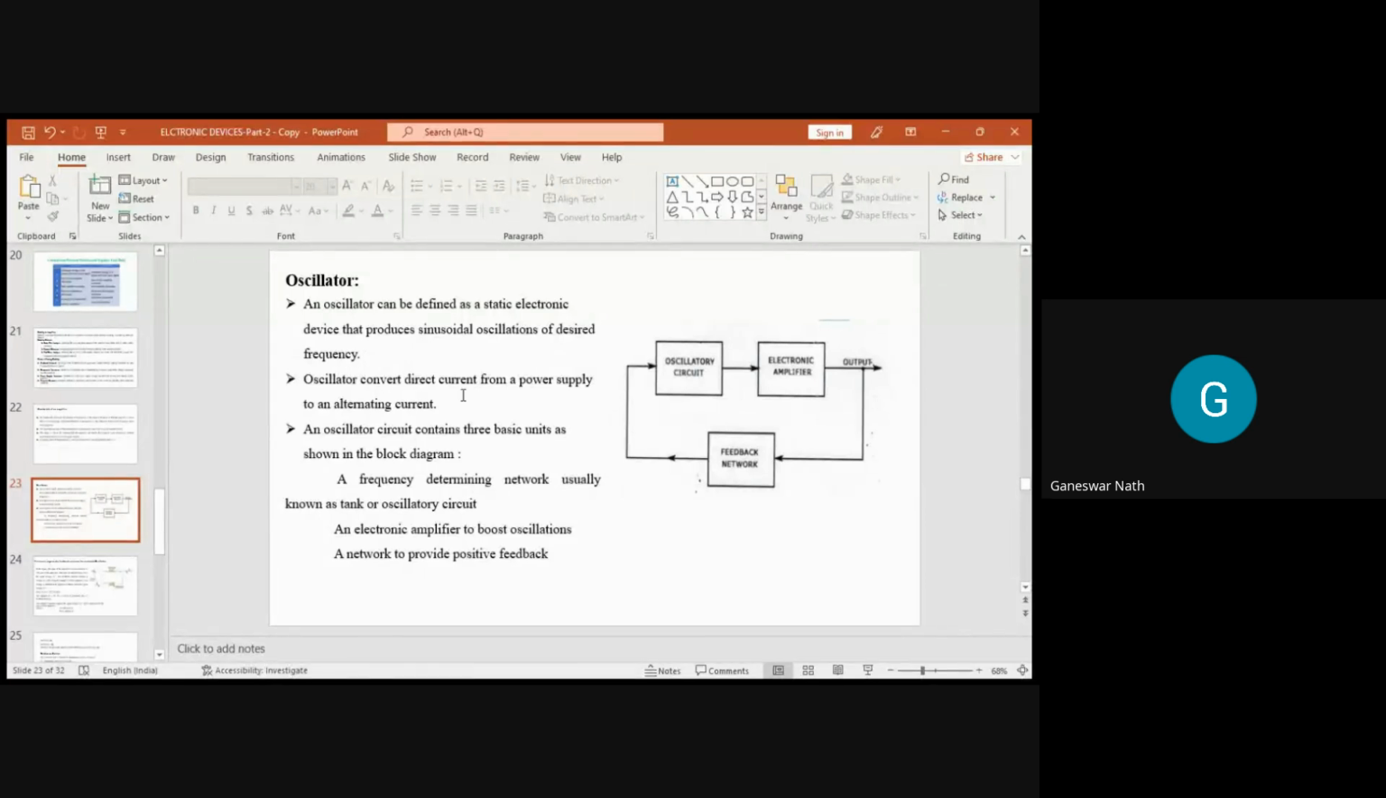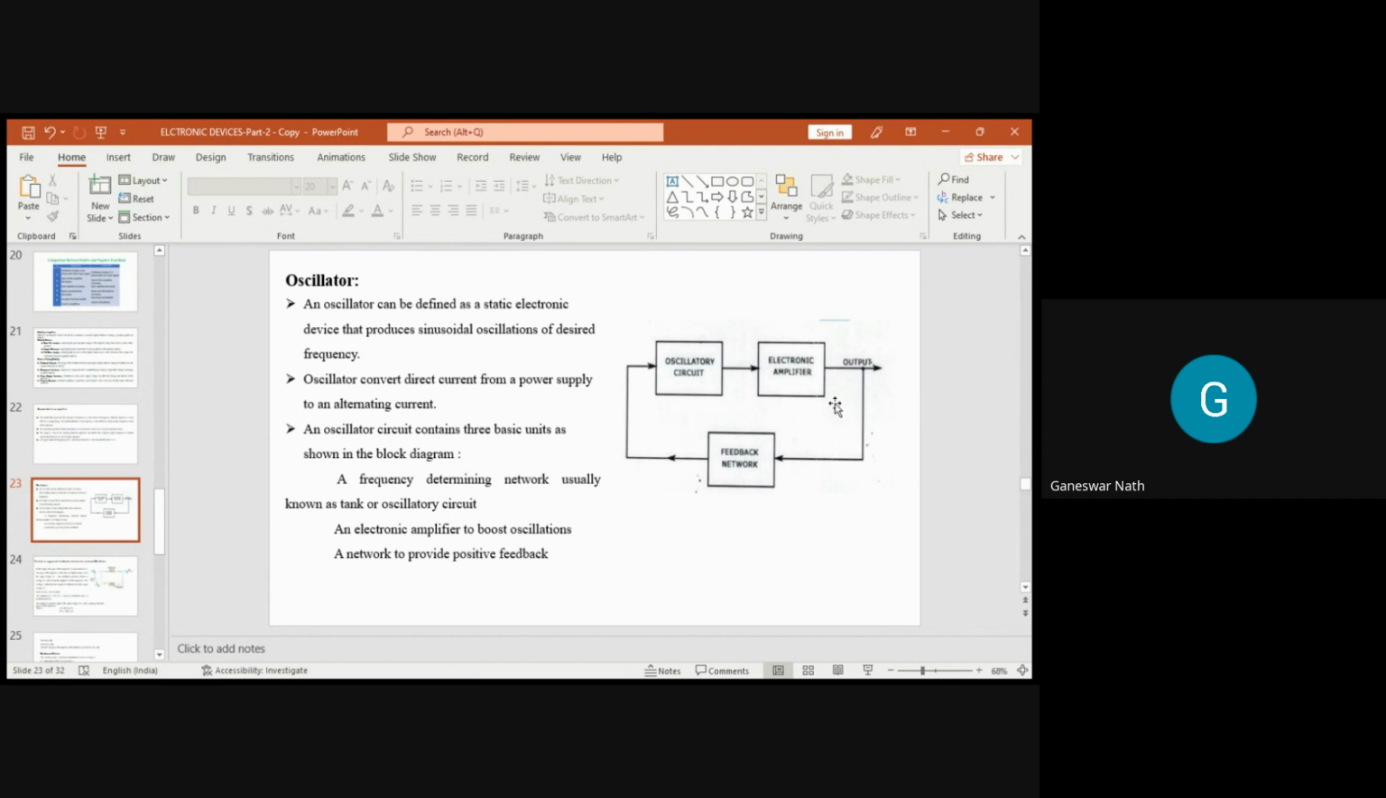An oscillator converts direct current from a power supply to alternating current. An oscillator circuit contains three basic units. You can see a frequency determining network, usually known as a tank or oscillator circuit, either an LC or tank circuit, an electronic amplifier, and a feedback network that provides positive feedback. These are the three components required for an oscillator.